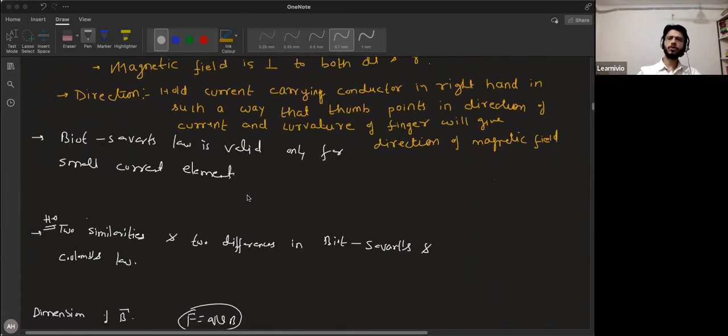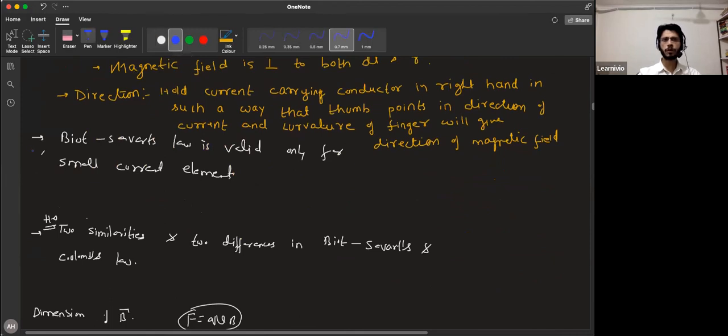The next are a few small things about Biot-Savart law: you can use Biot-Savart law for a small current element only. For using Biot-Savart law, your dl element should be very small. It's just like Coulomb's law, like you can use Coulomb's law only for a point charge. You can't use Biot-Savart law for a whole wire. So if you want to calculate the magnetic field of a complete wire, you have to integrate it within the proper limit.